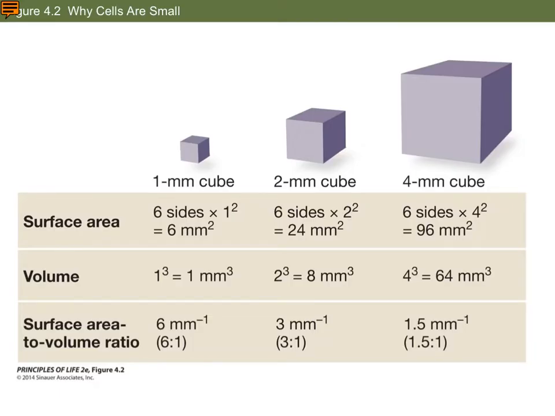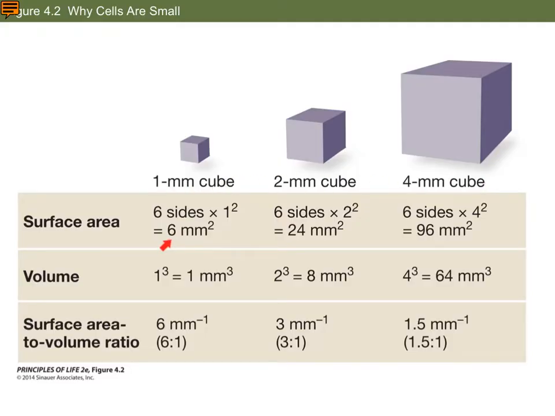This graph shows the differences between two different sizes of cells that are cube shaped. You'll notice that this cell is 1 millimeter cubed, so that's 1 millimeter by 1 millimeter by 1 millimeter, and then the size increases. So now we have a 2 by 2 by 2 and a 4 by 4 by 4. The calculations were already done for you, but it's important that you be able to do these calculations as well. So you'll see what happens to the surface area as the size of the cell increases.